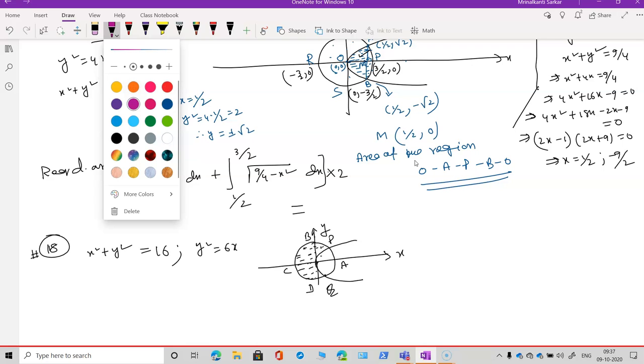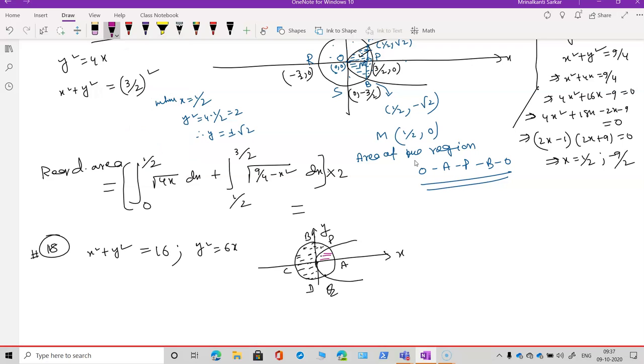But now they are asking a different area. We found this area, but you find this area again. Follow the previous sum method. By solving you get the points of intersection, then integration from this to this for this curve plus this to this for the circle. And then area of circle, you know pi r square?